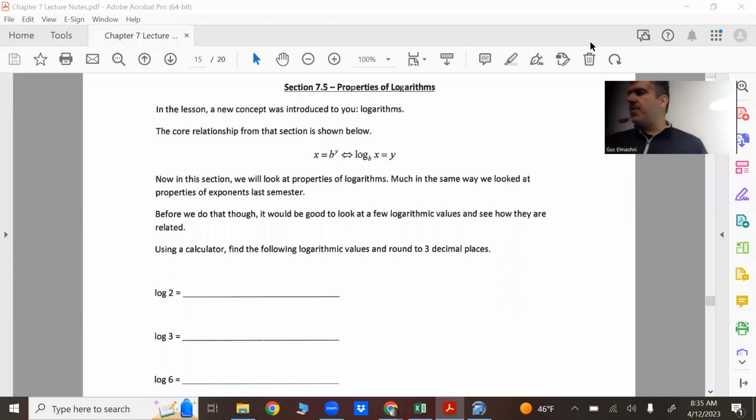All right, guys, we're starting 7.5. Let's be quiet, please. Thank you. So if you have a graphing calculator, it might be a good idea to have it out.